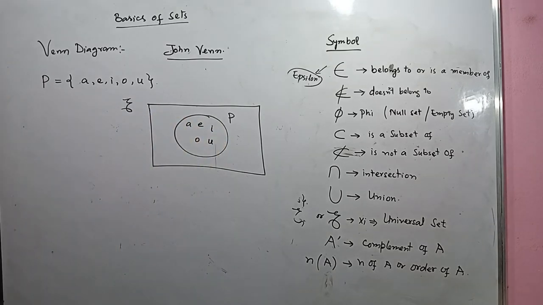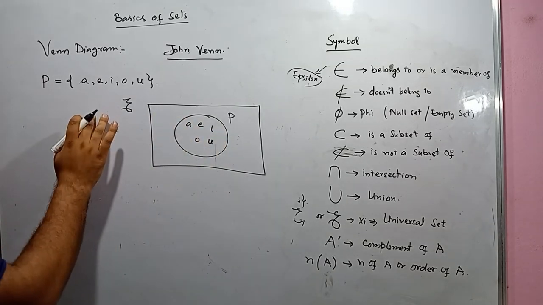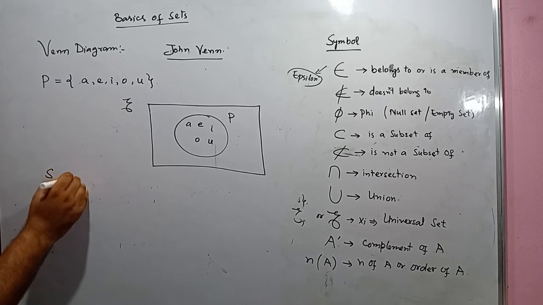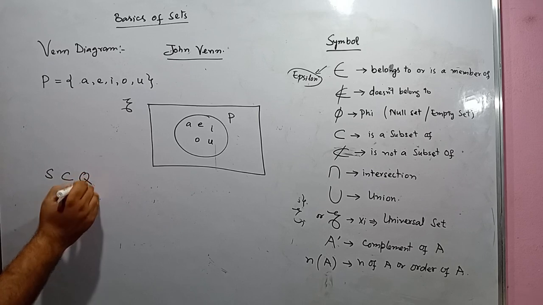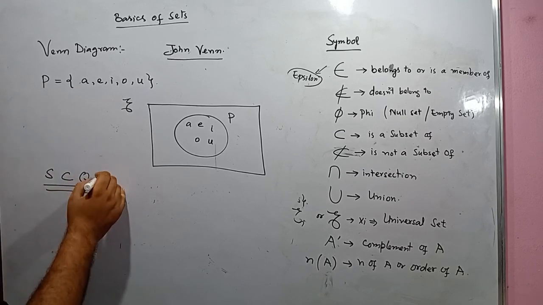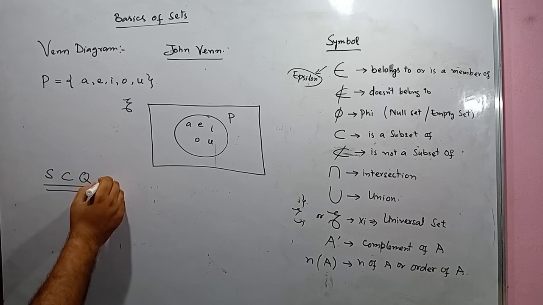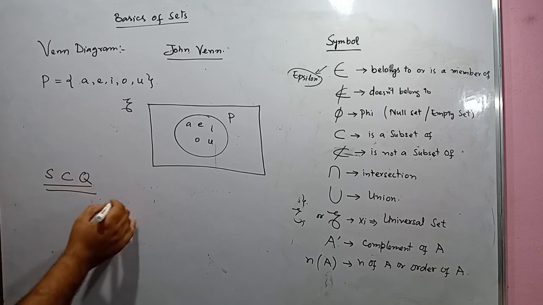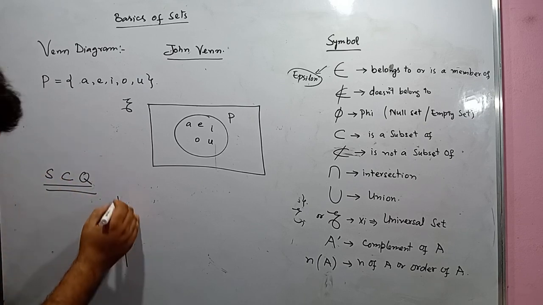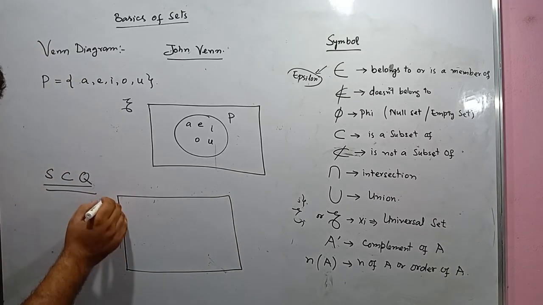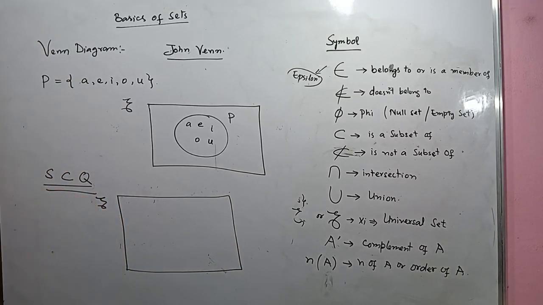Now this is over. Now if I have set S is a subset of set Q, show this information in a Venn diagram. S is a subset of Q. I want to show this information by Venn diagram. So what I will do, I will draw here the Venn diagram. First, I will draw the universal set, that is Xi.